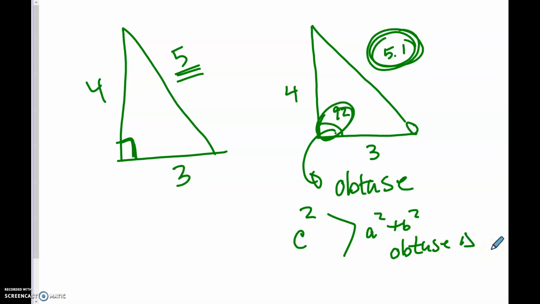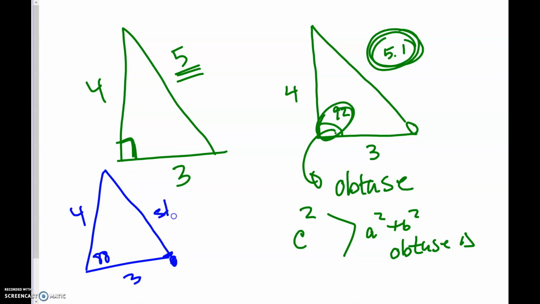So likewise, what do you think would have happened if I would have made that smaller? So now this is still 3, this is 4, but now let's only make this 88 degrees, so it got smaller. Now, wouldn't that 5 be a little bit long? So in order for this to connect, wouldn't this be shorter? So if c squared is less than a squared plus b squared, then we're going to have an acute triangle.